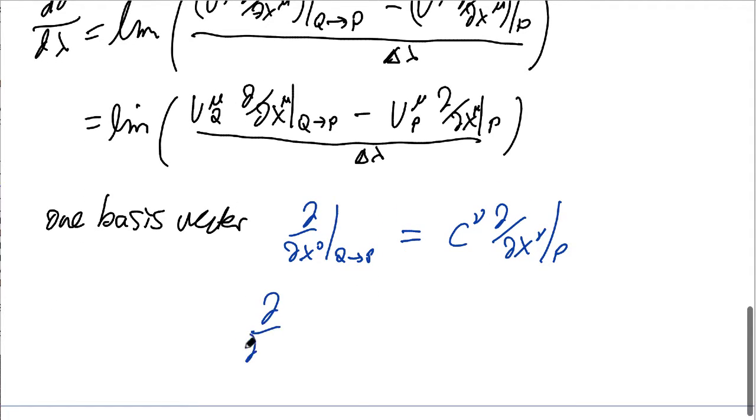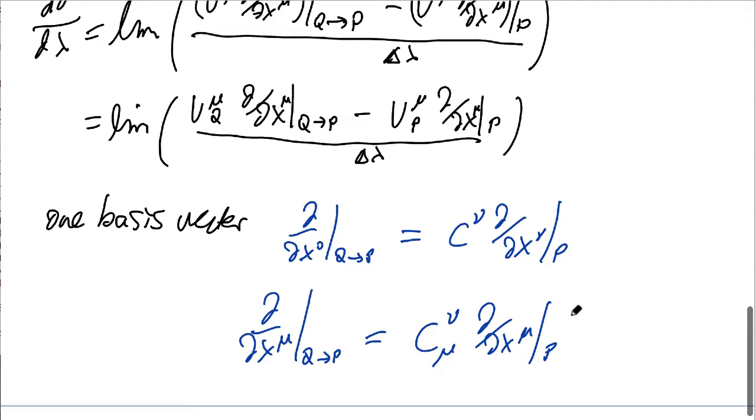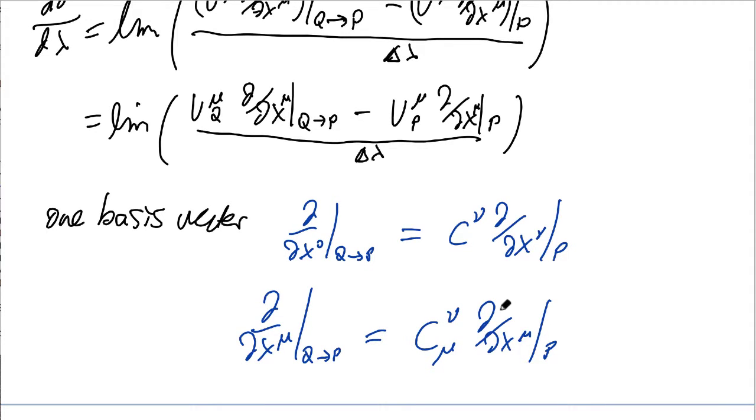So in particular, d by dx mu transported from point Q to point P is, for each value of mu, we have a set of coefficients C nu, so we'll call those C nu mu, times d by dx nu at point P. Actually, that index should be a nu. So it's this index nu that is being summed over, and the index mu is a free index. We're free to choose 0, 1, 2, or 3 for that index.